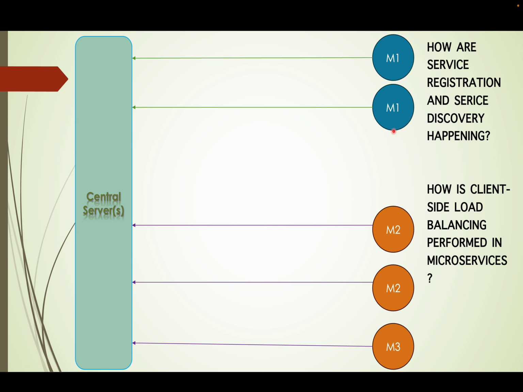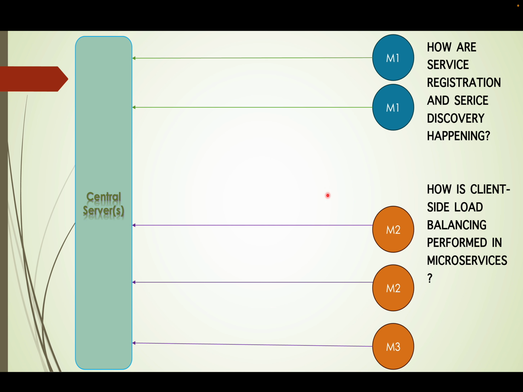M1 will use any one of these algorithms or any custom algorithm, and it needs to decide which specific instance of M2 it needs to call. So that load balancing is also done by the microservice M1. This is called client-side load balancing. So this is also the responsibility of M1. Now we are clear what service registration is, what service discovery is, what client-side service discovery is, what load balancing is, and what client-side load balancing is.